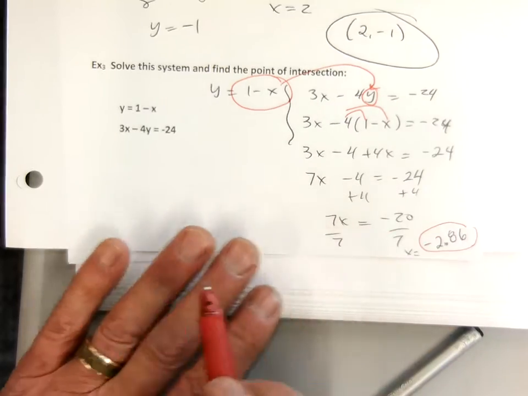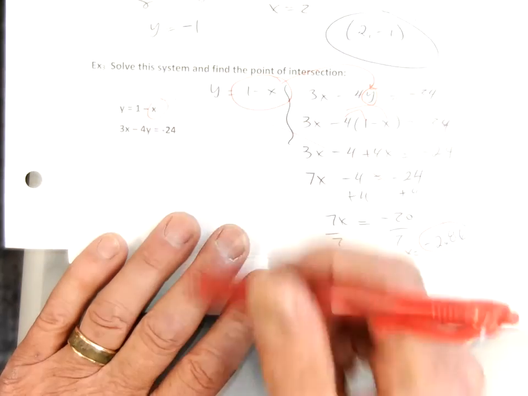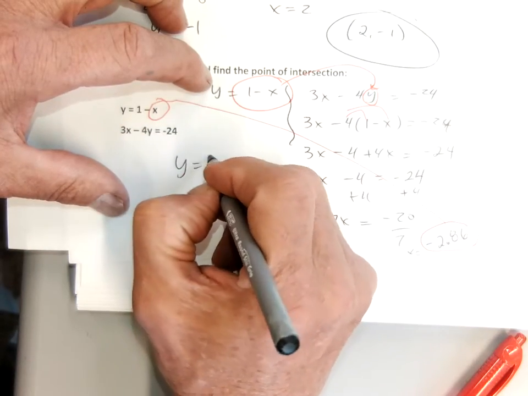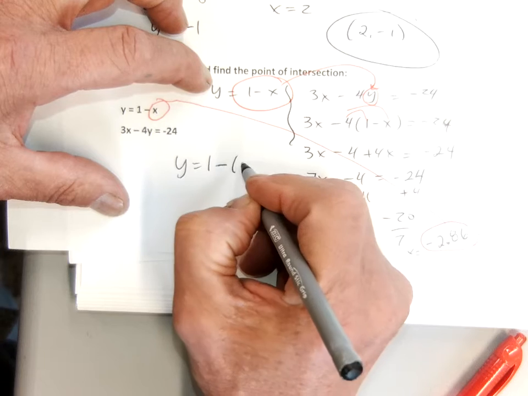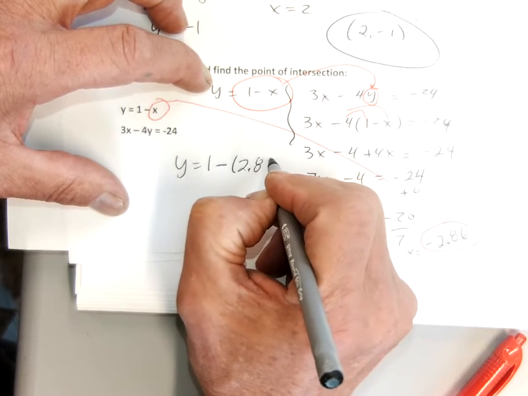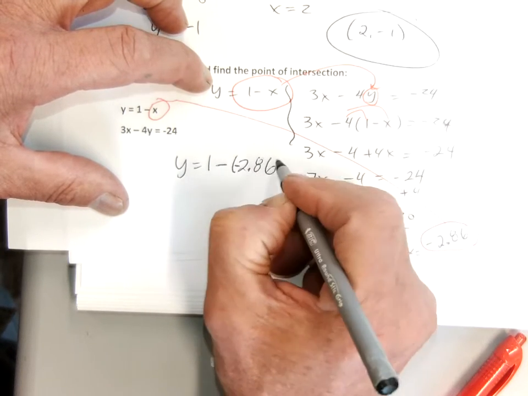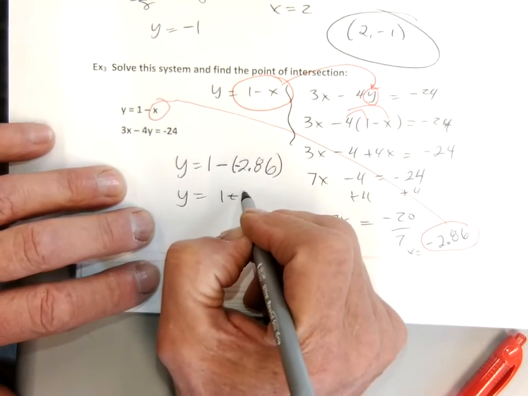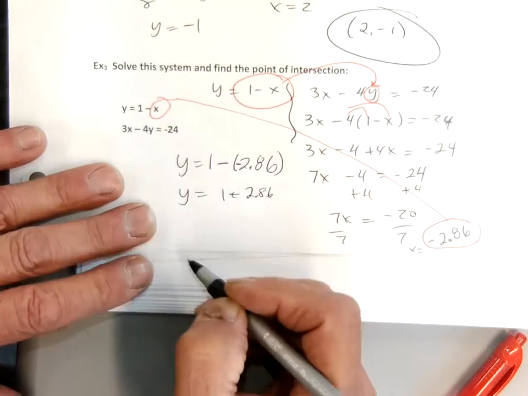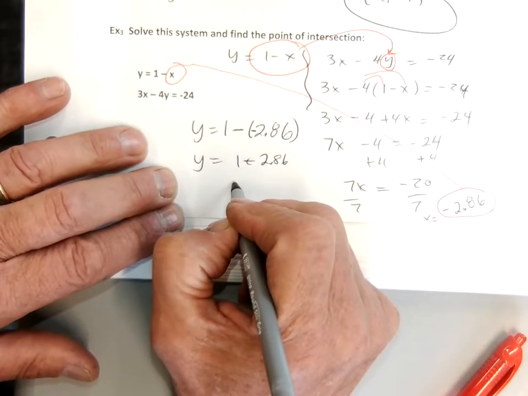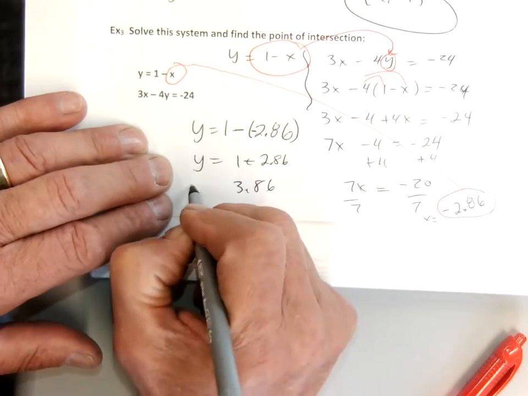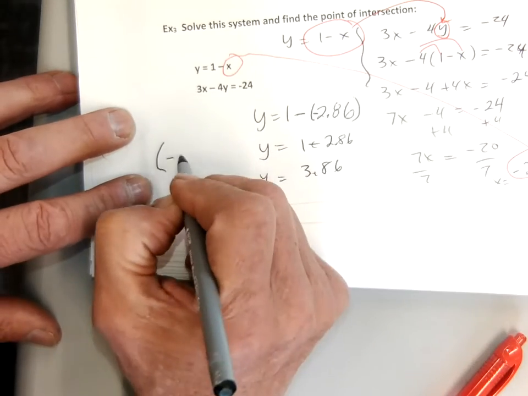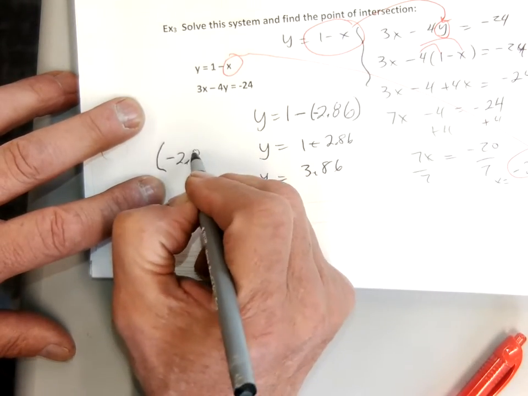That into probably right there would be the easiest place to put it, right? So I'll rewrite this as y equals 1 minus a negative 2.86, a double negative, right? Which is y equals 1 plus 2.86, which is just 3.86. Hopefully I'm not going too fast. I'll let you catch up, okay? I just want to look at strategies with you. That's the main thing today, because hopefully you know how to do this.